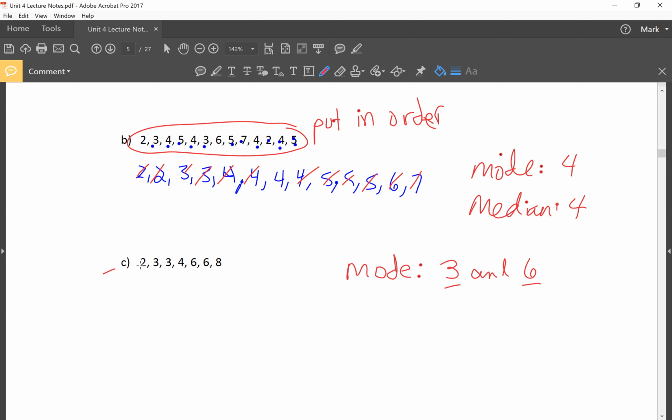The middle number, okay, so I'm just crossing my way down to the middle. Oh, you guys had easy ones. Median is 4.